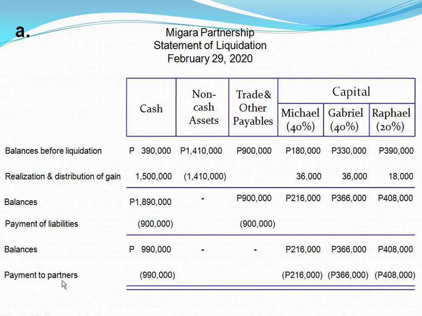Lastly, the entry to record the payment to the partners. Credit, cash for 990,000. Then debit, Michael capital, Gabriel capital, and Rafael capital for 216,000, 366,000, and 408,000 respectively.